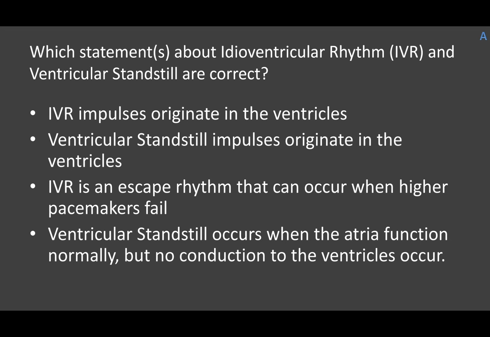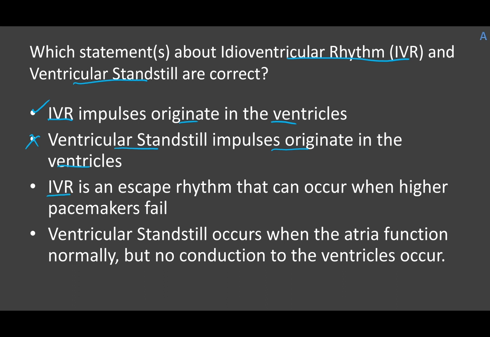Which statements about idioventricular rhythm and ventricular standstill are correct? And this really is just going through the rules and learning how we classify these. So first off, IVR impulses originate in the ventricles. That's the definition of idioventricular, right? Ventricular standstill, impulses originate in the ventricles. That's not true. In fact, there is nothing coming from the ventricles, so that one's not accurate.